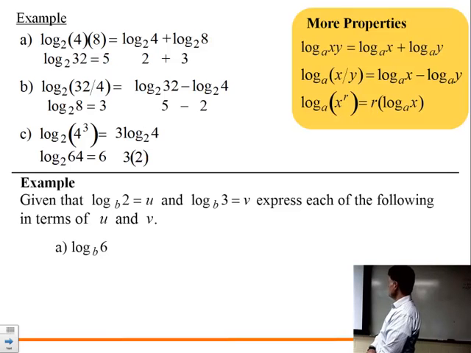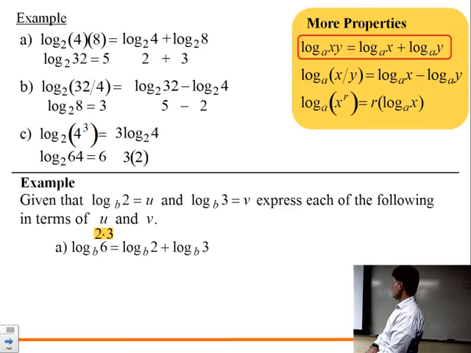So here's what you're going to do. You're going to use the fact that 6 is 2 times 3. And then you're going to use the product rule. So log of 2 times 3 is log of 2 plus log of 3. Be very careful that you make this a plus. A common mistake is to take that the log of a product is the product of the logs. That's not true. It's the sum of the logs.